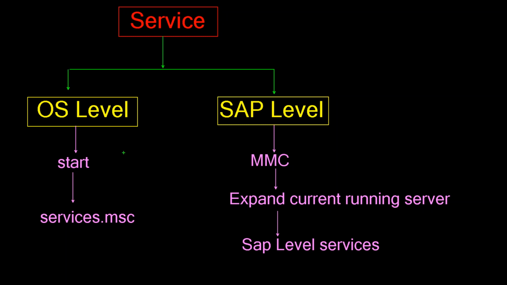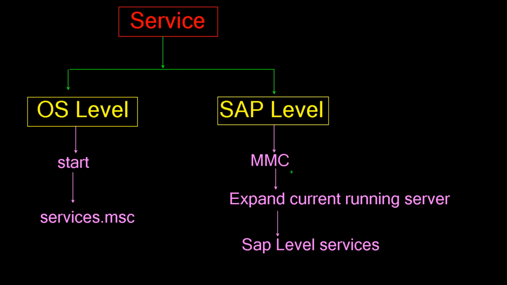So if you want to check the OS level services, just go to the desktop, click on start, and in that search text box, enter services.msc. Automatically we are redirected to the services, and we are able to see all the services running. In the same way, if you want to check what services are running at the SAP application level, just go to SAP MMC and expand the current running server.